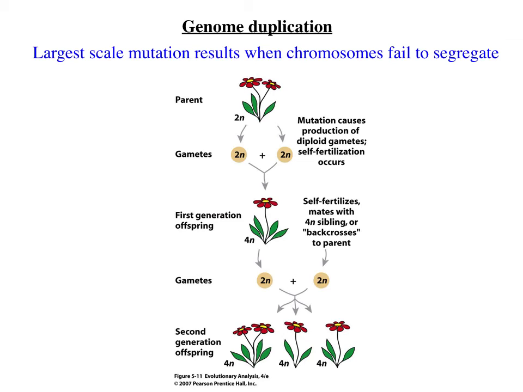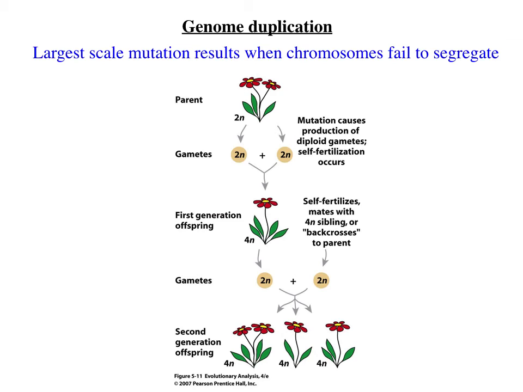This happens oftentimes in plants, when in the production of those gametes you don't get the reduction from a diploid number 2n to a haploid number n, but rather you produce gametes that have both copies, or both versions, of every single one of your chromosomes. This happens in plants quite a bit.